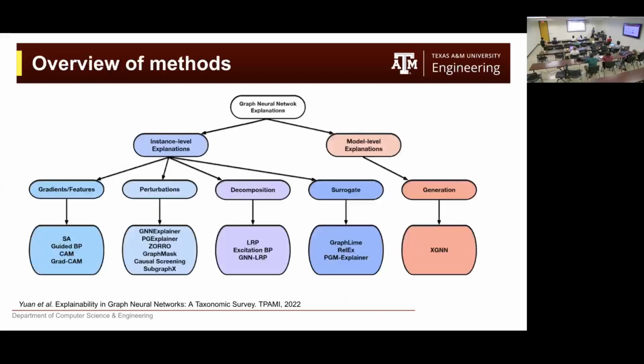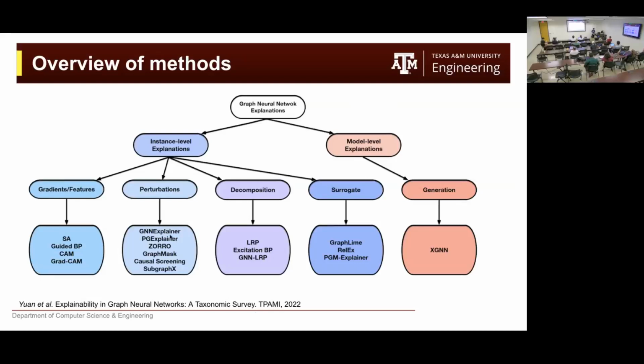Here is the overview of existing explainability methods. We can split them into two branches. The first branch is the instance-level explanation methods. These methods are input dependent. Given an input graph, these methods will tell you which graph components in this input graph will lead to the final prediction results.